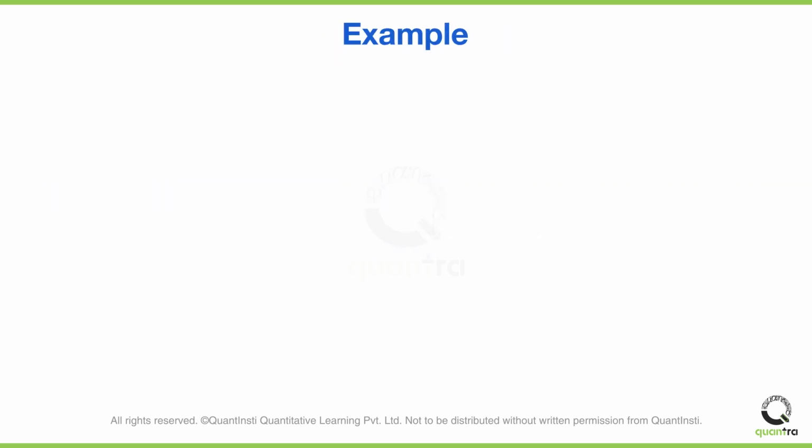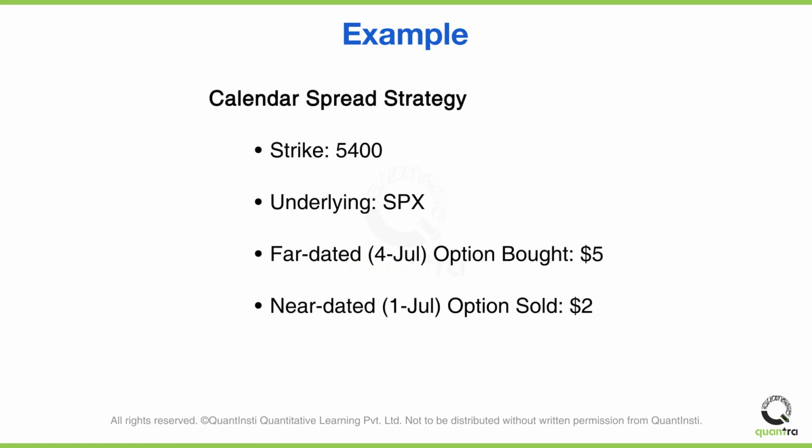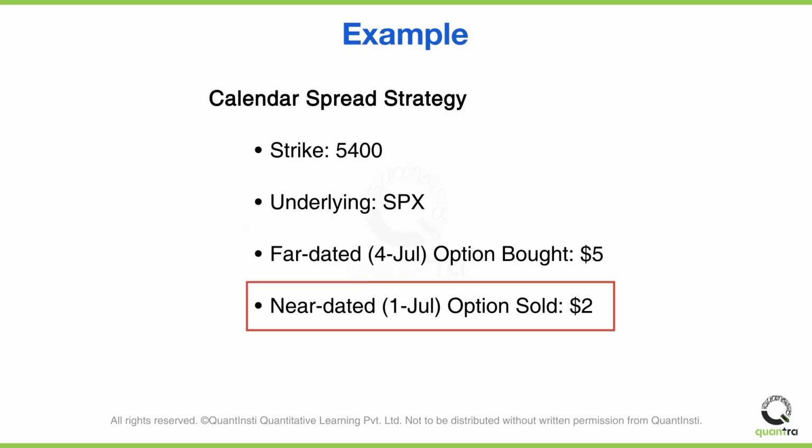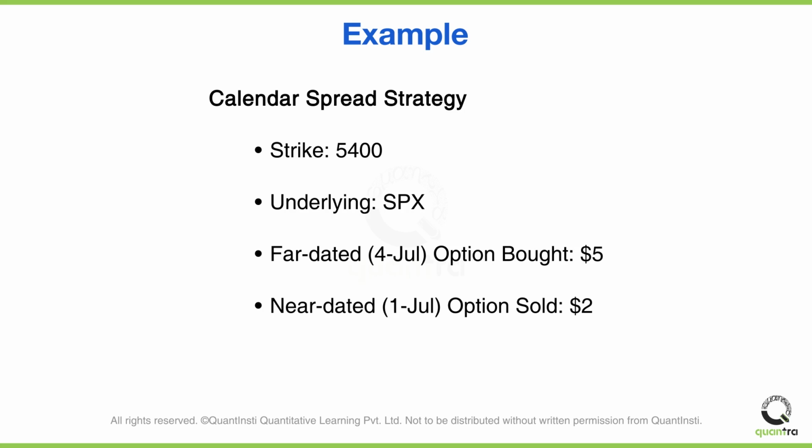Now let's take an example. Let's say we created a long calendar spread strategy, where everything is the same, but only the expiry is different. We are buying the far-dated option for $5 and selling the nearer-dated option for $2. Let's look at what happens when IV changes.